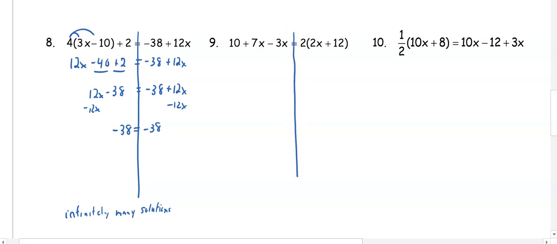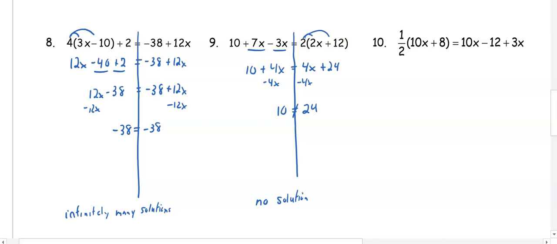Number 9, on the left-hand side, we have to combine our x's, so we get 10 plus 4x. On the right-hand side, when we distribute, we get 4x plus 24. Both sides have 4x, so when we subtract, we get 10 is equal to 24, which is not true. They're not the same number, so this is no solution.